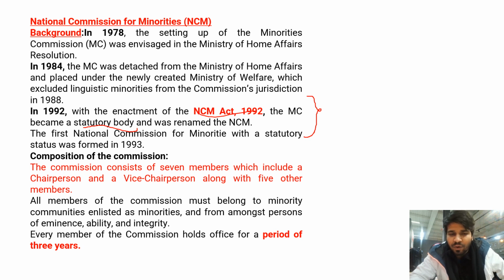So what is the composition of this minority commission? It has 7 members, which includes a chairperson and a vice chairperson, right? With 5 other members, right? And it is a must that all the members should belong to minority community, right? And obviously they must come from eminent background, and they hold office for 3 years. The members of minority commission hold office for 3 years.